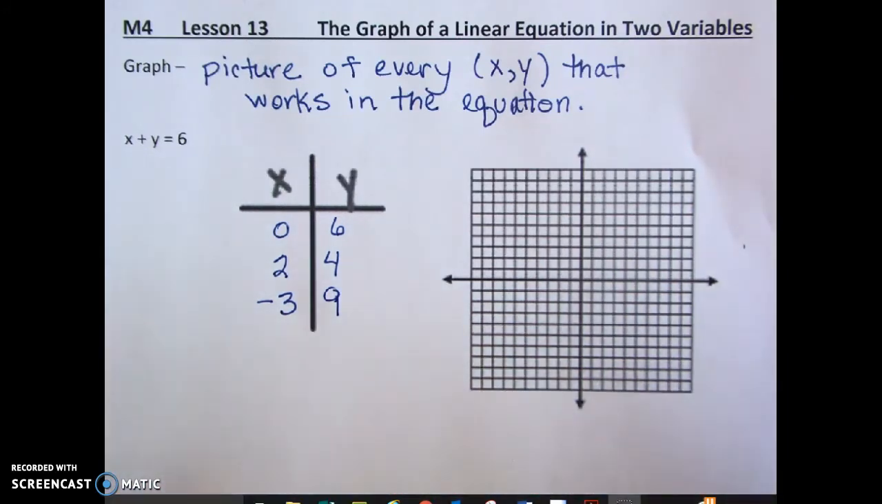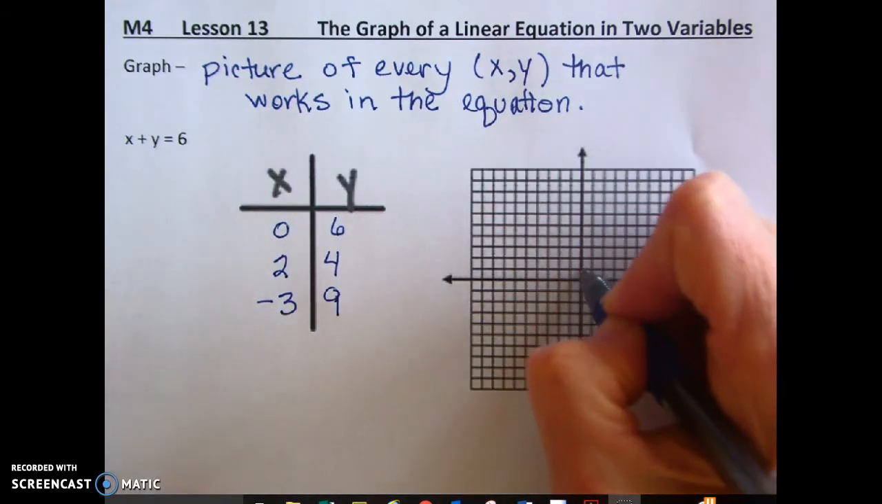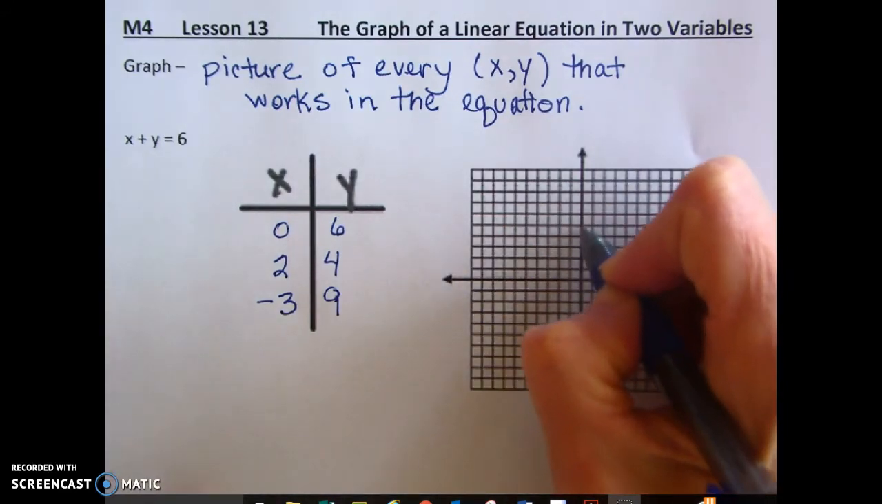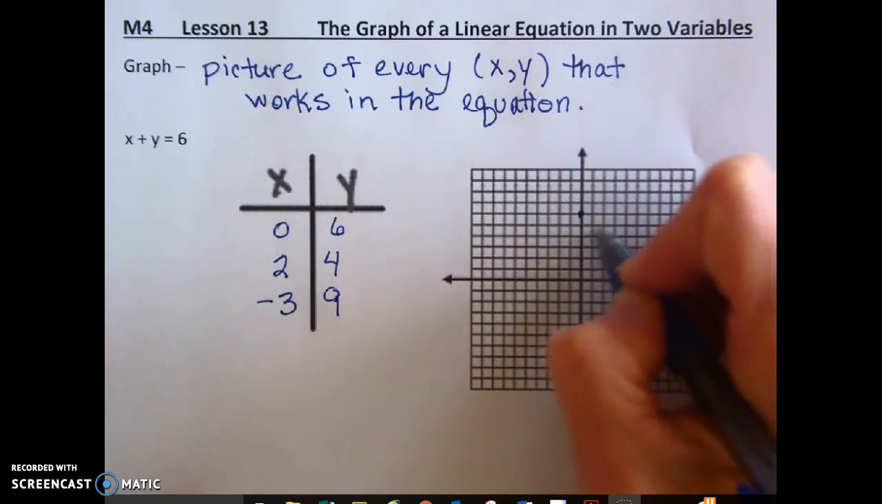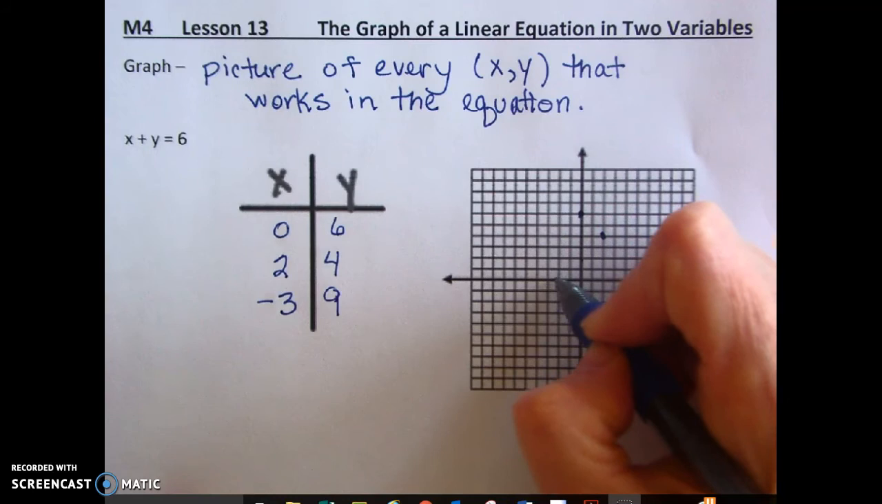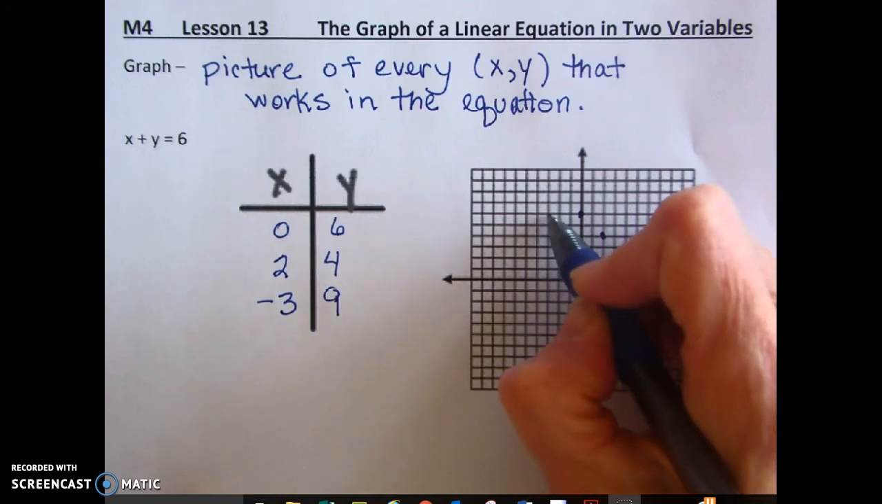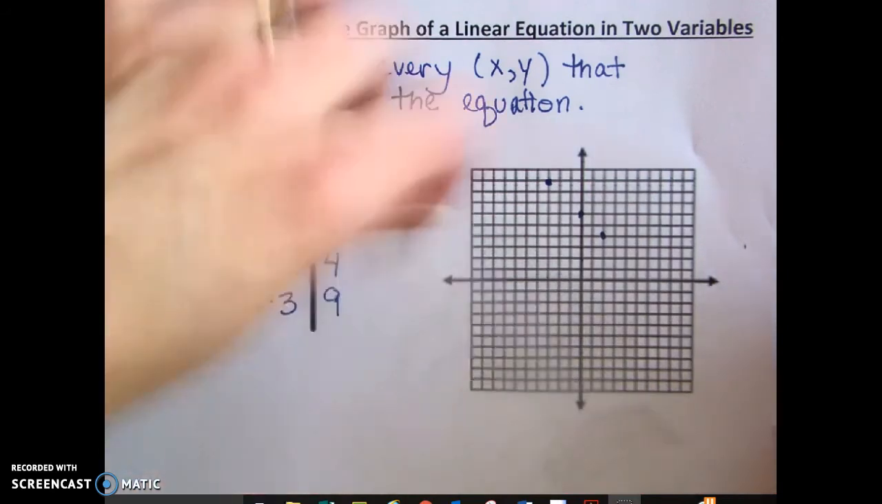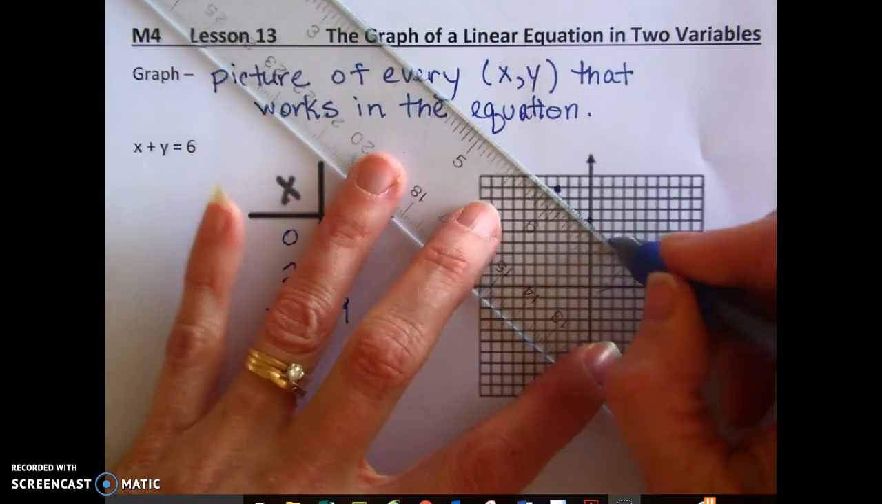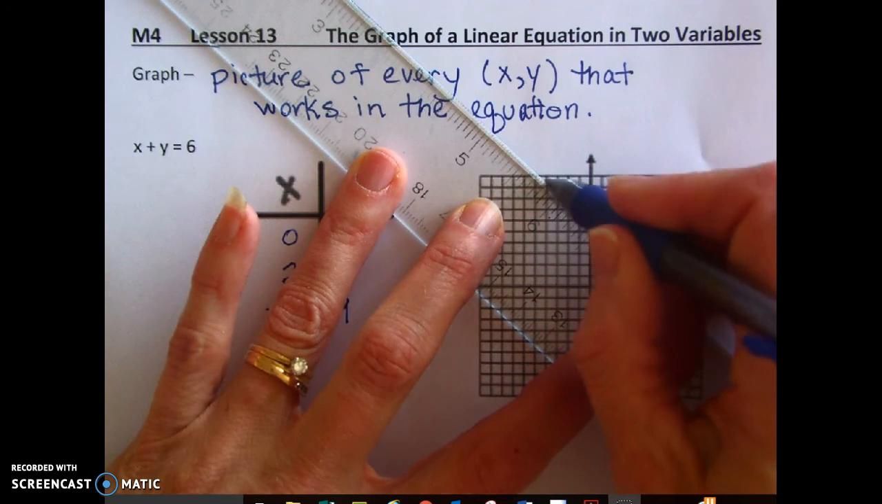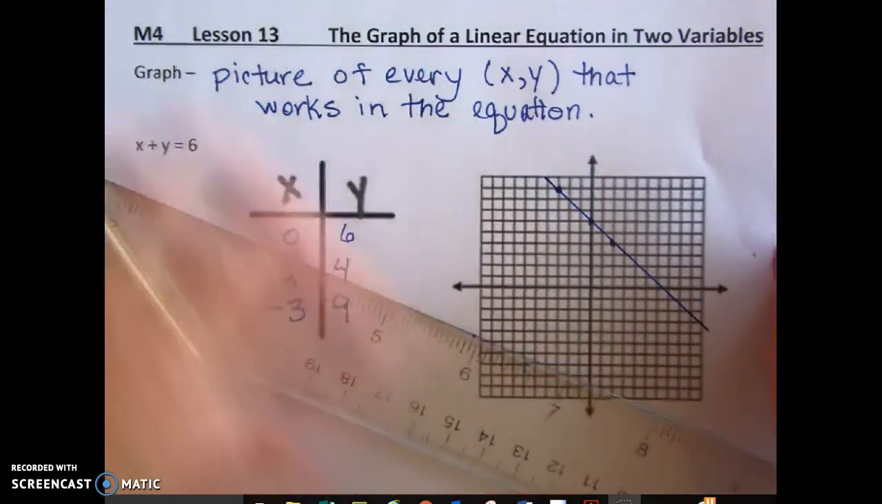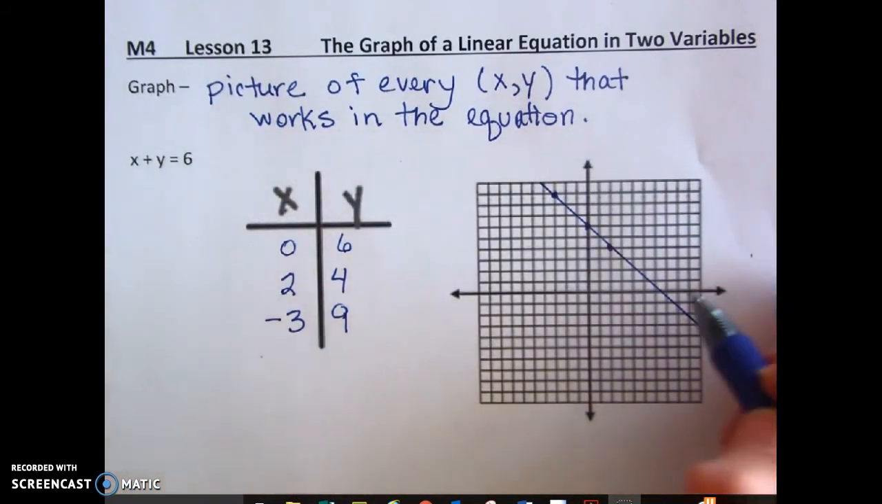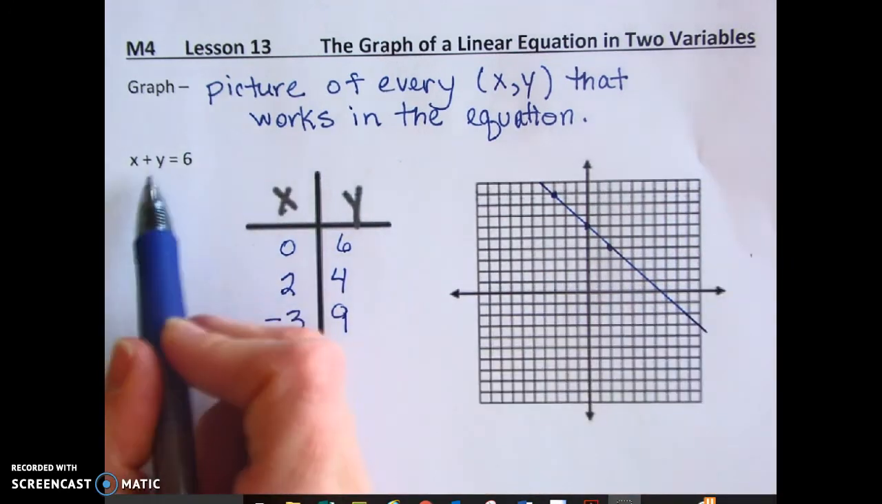So anyhow, let's plot these points then. 0, 6, 2, 4, and negative 3, 9 would be right there. When we draw the line, you'll see that they are in a nice, neat, straight line. And now every point that's on that line is going to work in this equation.